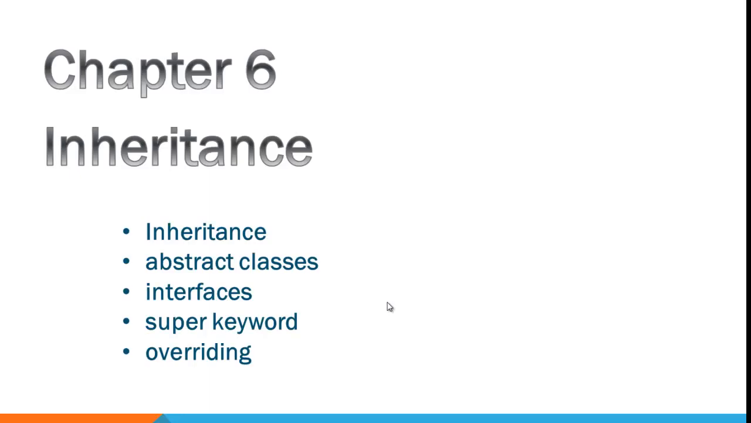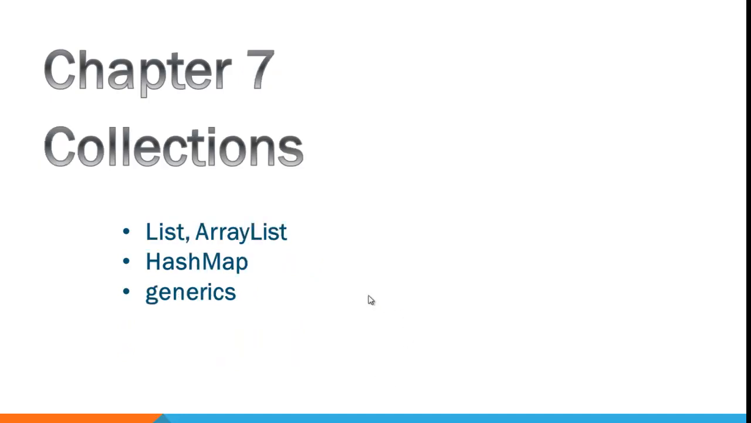Then we will do a quick review of all the topics. In chapter 6, we are going to learn about inheritance, that is, abstract classes, interfaces, the super keyword and the concept of overriding. In chapter 7, we will be introduced to collections, that is list, ArrayList, HashMap, and generics.